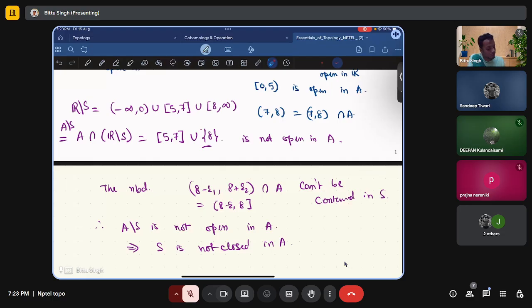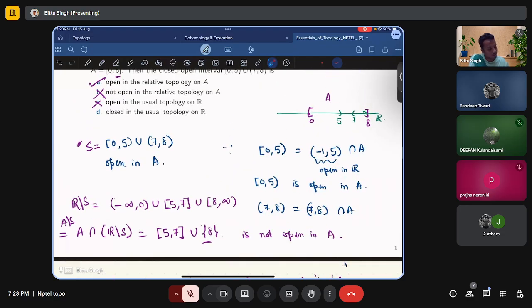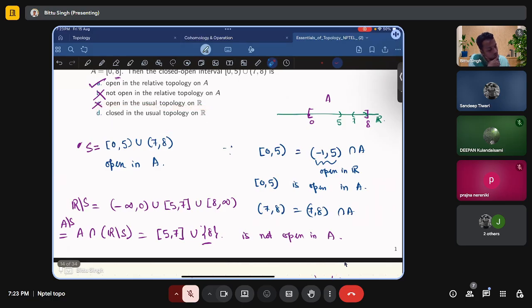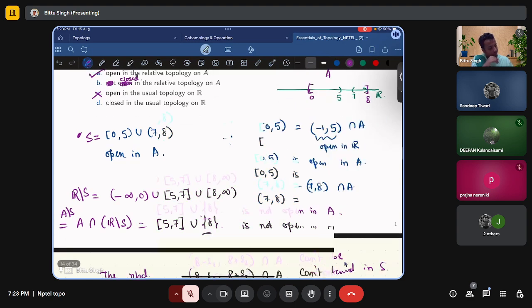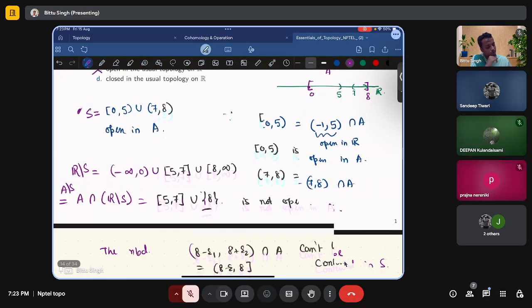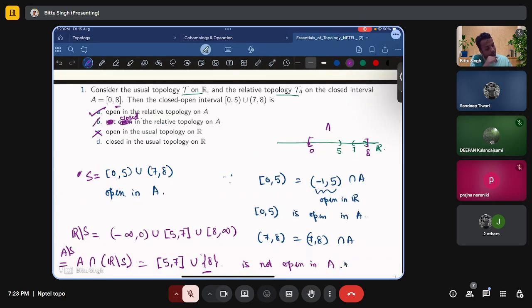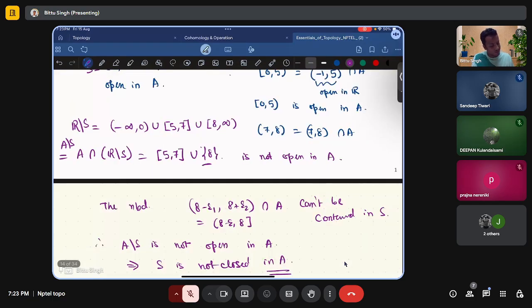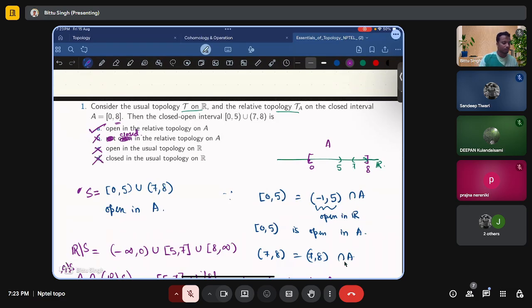So this is how the neighborhood will look like in this. Okay, sorry, I am checking a different question. This is closed on R. So let me modify this question. If this is the question, then we have seen that this is not closed in the relative topology. So again, this is false. And closed in the usual topology, this is easy to check, right? The similar kind of check, but it is easier. So this is also false.